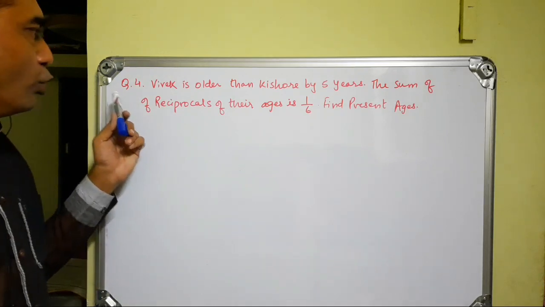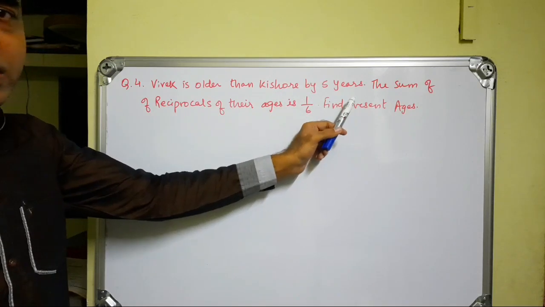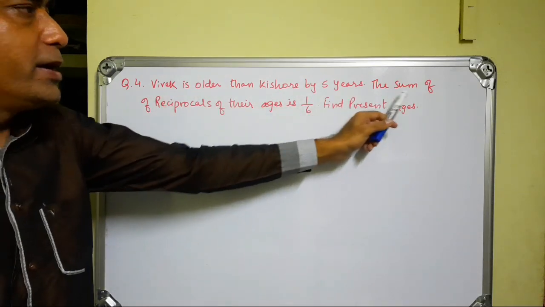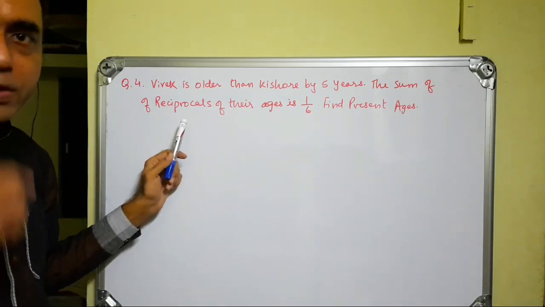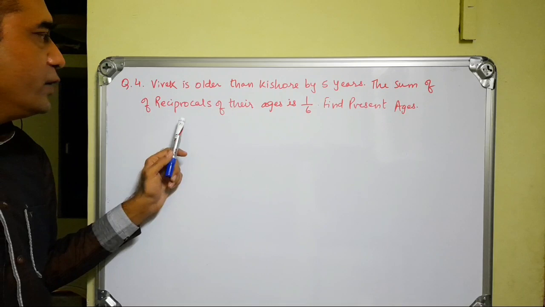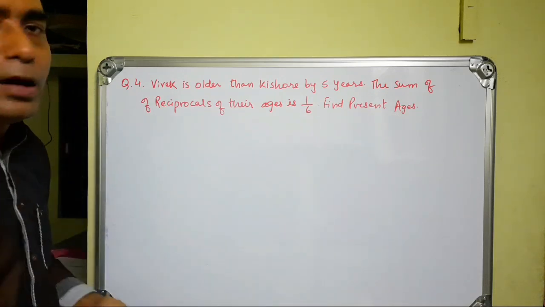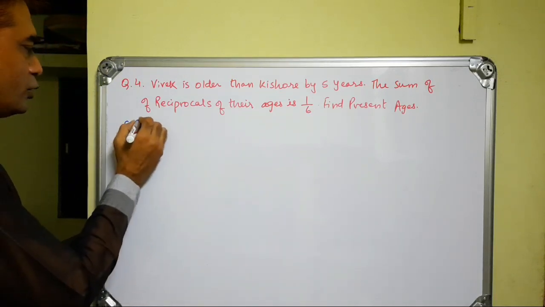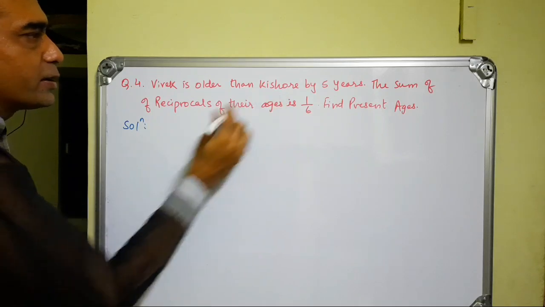Now question number 4. Vivek is older than Kishore by 5 years. And the sum of reciprocals of their ages, reciprocals meaning multiplicative inverse of their ages, is 1/6. Find the present ages. So let's start. Solution. Who is younger? Kishore is younger.